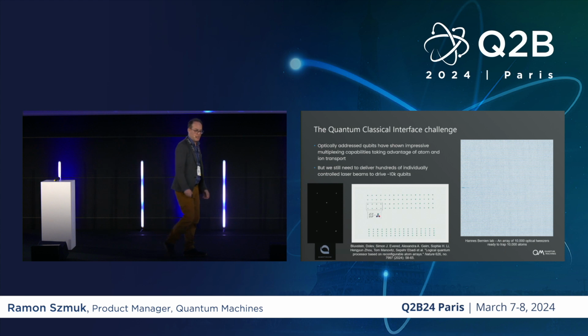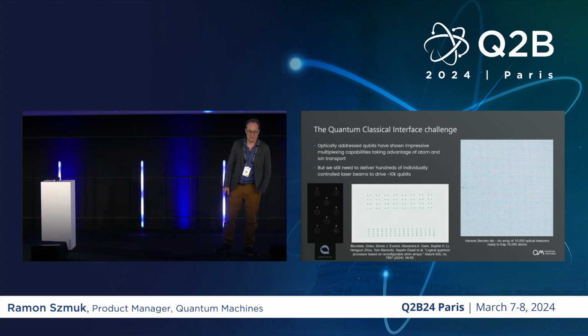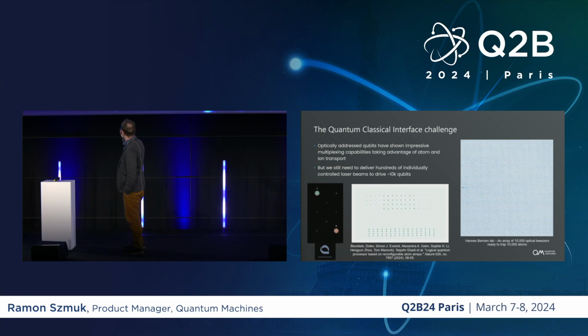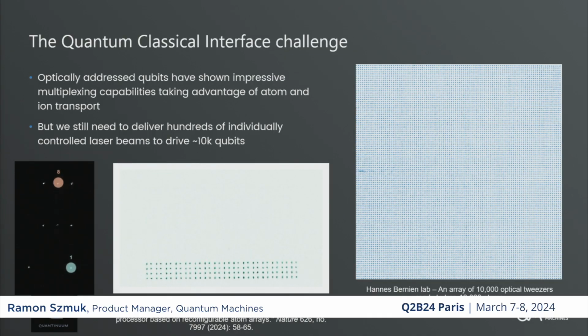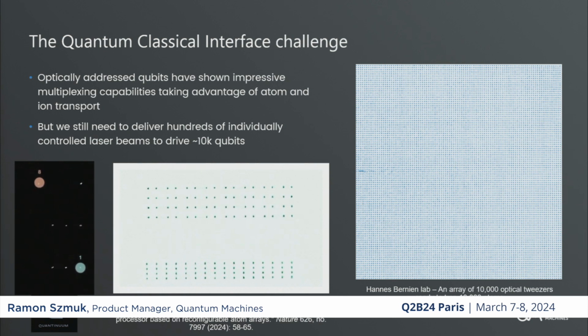What's happening in atoms and ions, in optically addressed qubits? So each spot here on the right is an atom. This is from the Lukin paper done together with the QuEra group. And here on the left is a very recent result by Quantinuum. These are ions on the left, and they can move.